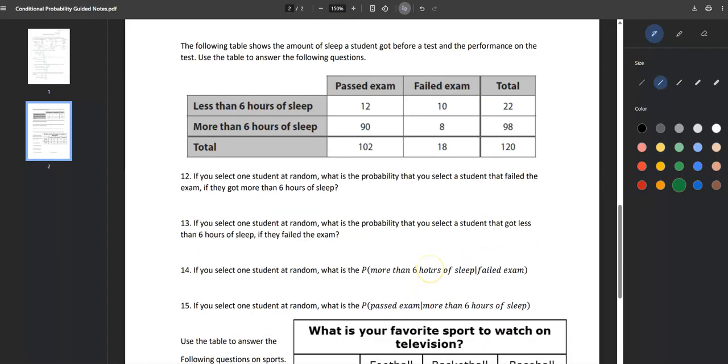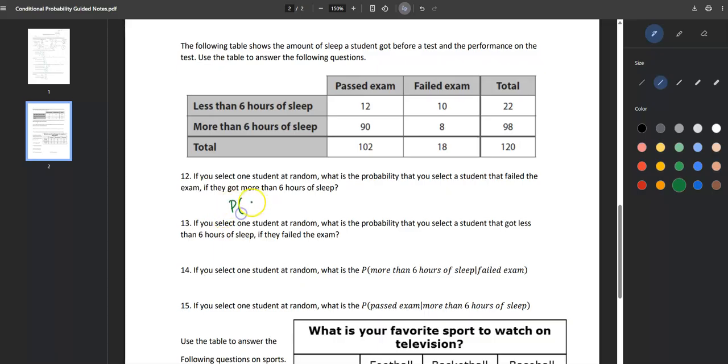Okay, let's look at tables. Sometimes the tables are a good thing to make sure we're good with this as well. So I've got this table about students, how much sleep they got and whether they passed the test or not. There are 120 students. So this question number 12, if you select one student at random, what is the probability that you select a student that failed the exam if they got more than 6 hours of sleep?